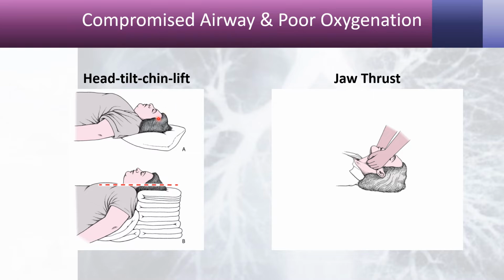You can do a head tilt, chin lift, and this is how you do it. You can use towels or pillows to make sure that there is a good angle here to open up the airway. However, if your patient has, let's say, a spinal cord injury, then it would be best to do a jaw thrust maneuver, like what you can see in this image.